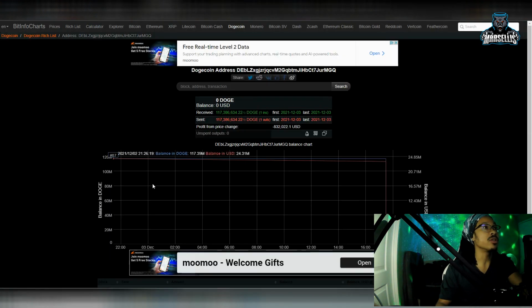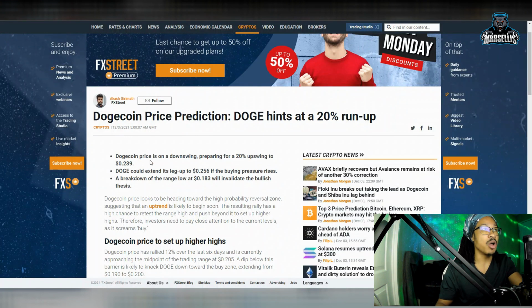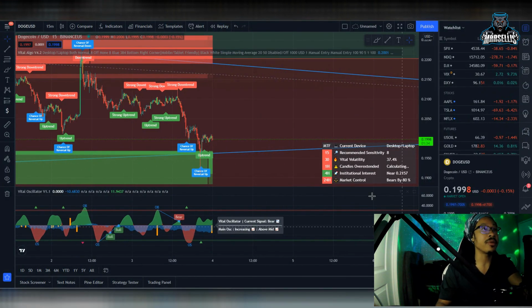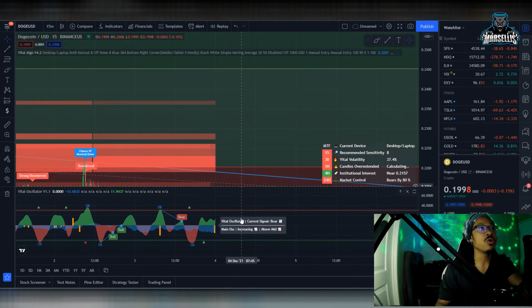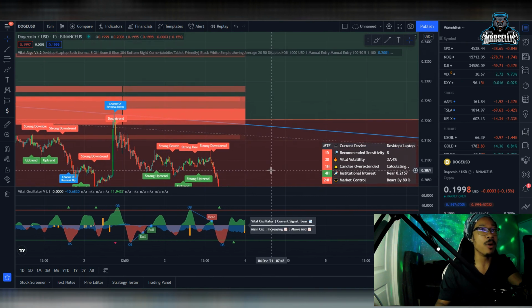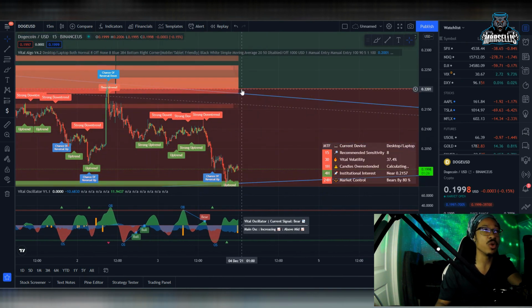So over here, you can see the Dogecoin price is on a downswing, obviously, preparing for a 20% upswing to 23 cents, 23.9 they're saying. So I want to say 22 cents because it does show that we have less demand at 22 cents. So yes, it's possible that we get to 23, but it definitely looks like we will most likely be rejected the second we hit 22 cents.